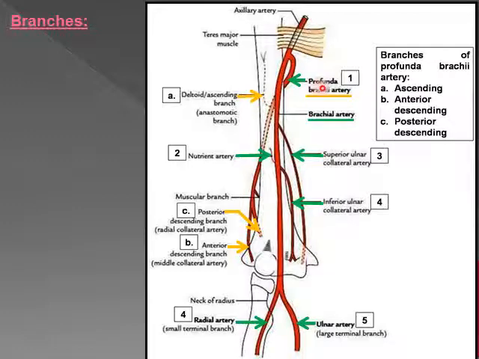Profunda brachii artery, which is the largest branch of the brachial artery, gives the following branches: anastomotic branch, anterior descending branch, posterior descending branch.